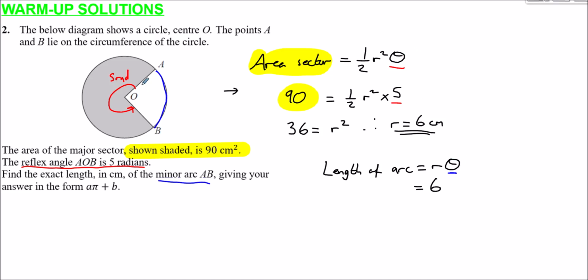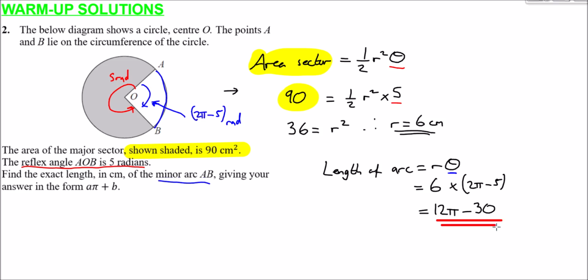So this angle here, if this is 5 radians, and there's 2 pi radians in a complete full turn, this is going to be the other 2 pi minus 5 radians. So r theta means 6 multiplied by 2 pi minus 5, which in the given form we need, 6 multiplied by 2 pi is 12 pi, 6 multiplied by minus 5 is minus 30. So the length of the arc in the required form is 12 pi minus 30.